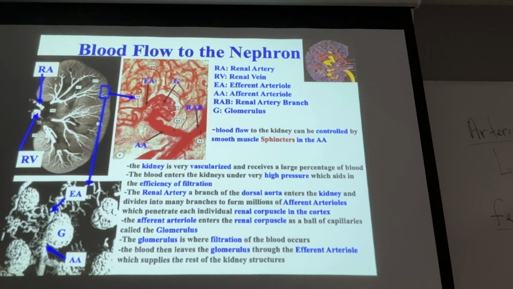And we'll talk about some other ways you can control blood flow. So this afferent arteriole is kind of your delivery system to your filter, and you can control filtration rate by controlling blood flow in the afferent arteriole. Does that make sense?